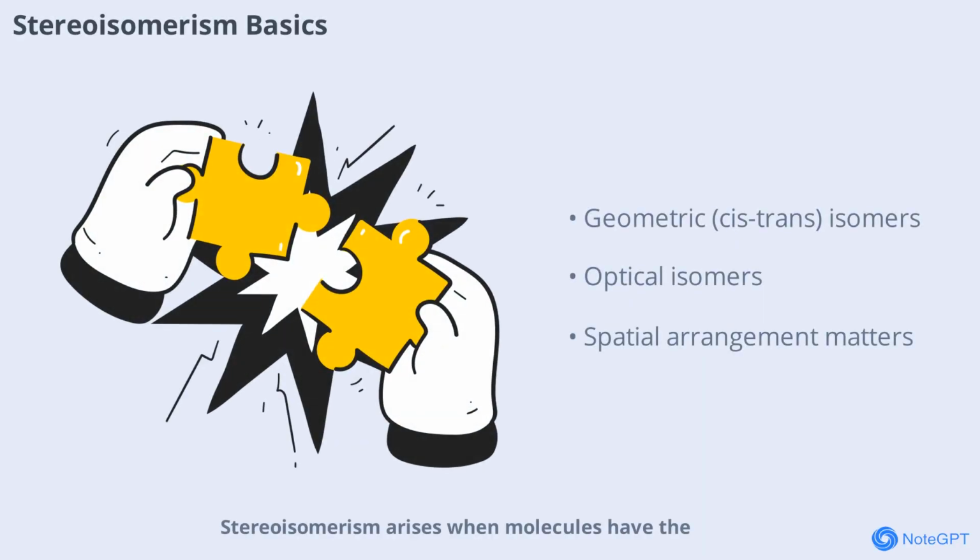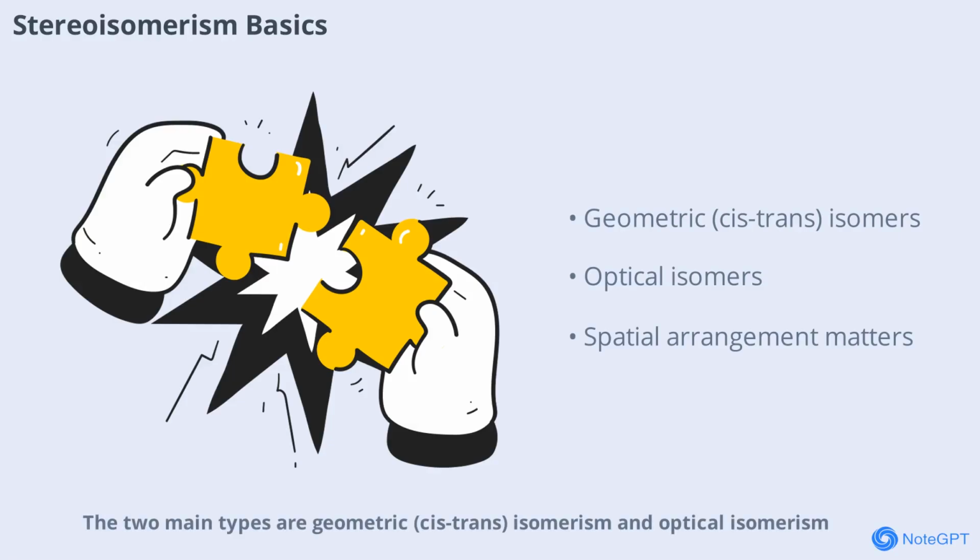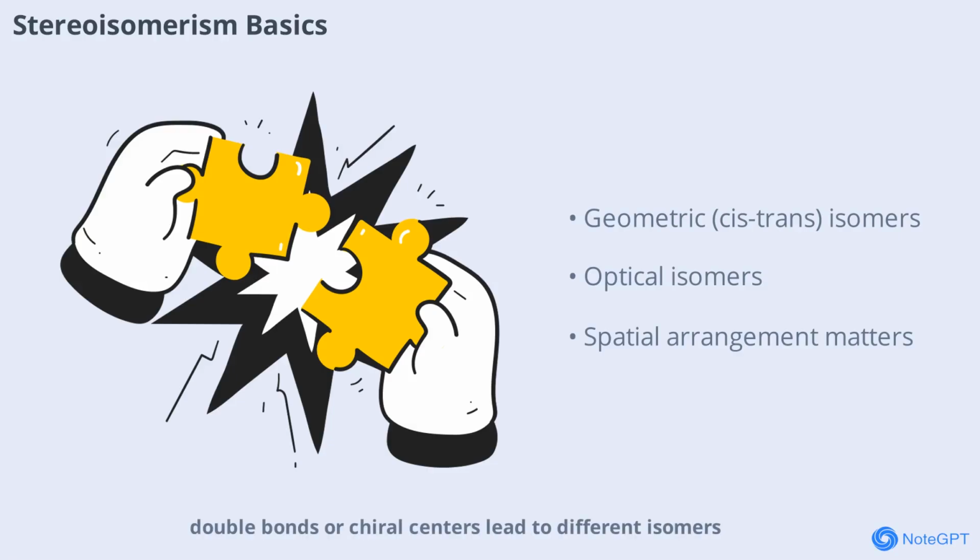Stereoisomerism arises when molecules have the same connectivity but differ in spatial arrangement. The 2 main types are geometric, cis-trans isomerism, and optical isomerism. We'll explain each with simple models and show how double bonds or chiral centers lead to different isomers. Understanding stereoisomerism is crucial for topics like biomolecules and drug action.